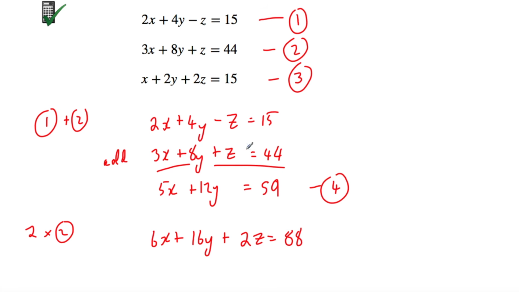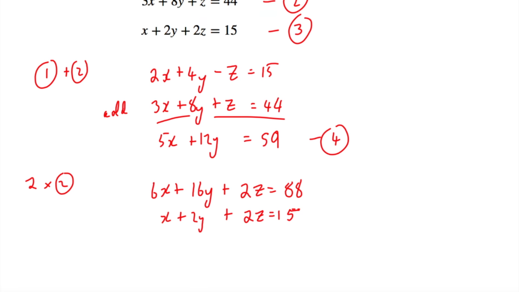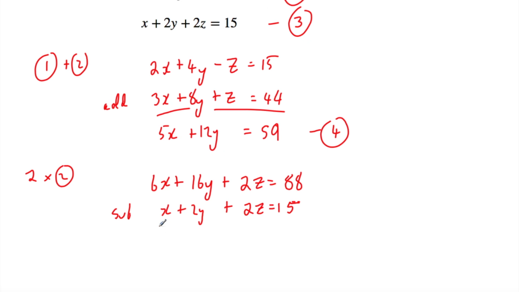And then if we write equation 3 beneath it, so equation 3 is x plus 2y plus 2z equals 15, then we can subtract them from each other. And if we subtract them, that'll cancel out the z's. So let's subtract those two equations from each other. 6x take away x would be 5x's, 16y's take away 2y's would be 14y's, 2z take away 2z, that's 0. That's what we wanted to happen. We wanted to cancel out those z's. And then 88 take away 15, that's equal to 73. So now we've got another equation without z in it, and I'm going to call that equation 5.